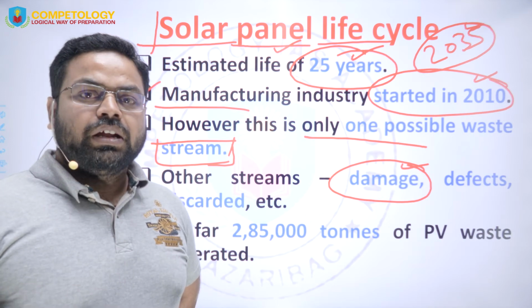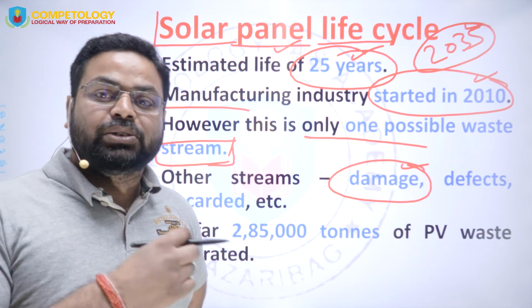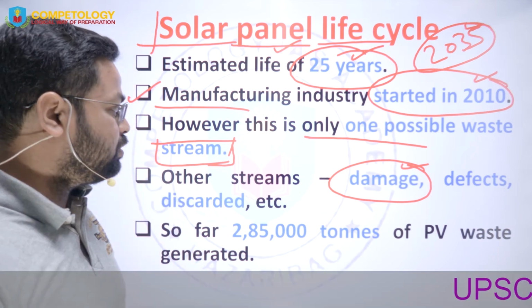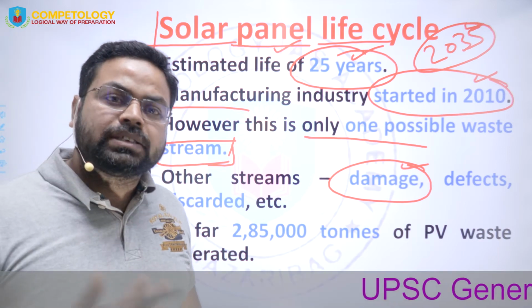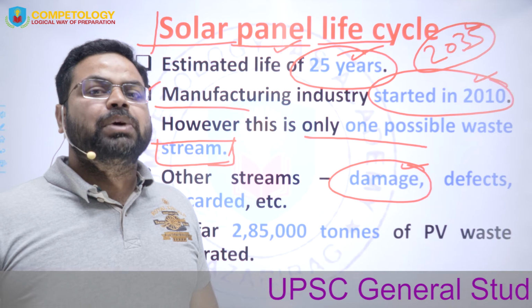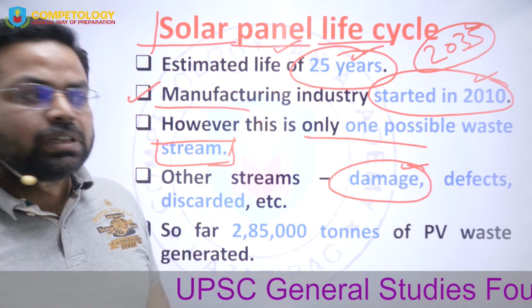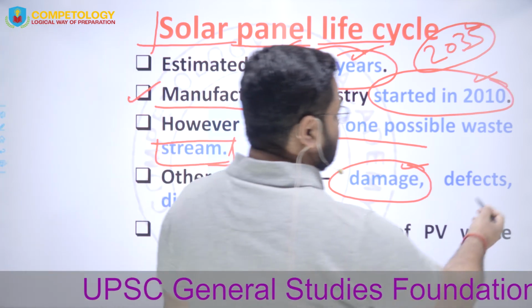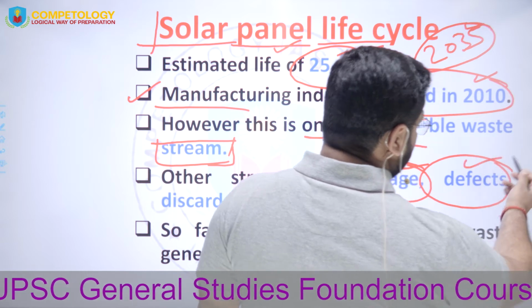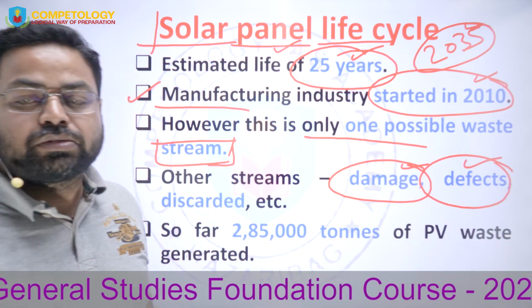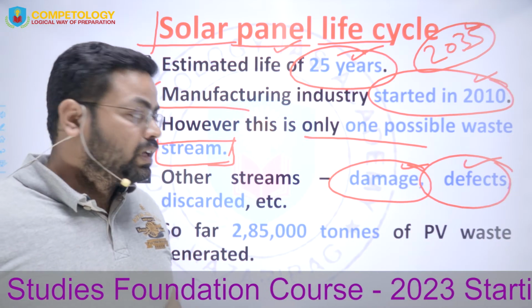then the damage may occur during the installation process also. Or if the installation has also been done properly, then what will happen? There may be some kind of defects, and those PVs could also go to waste.